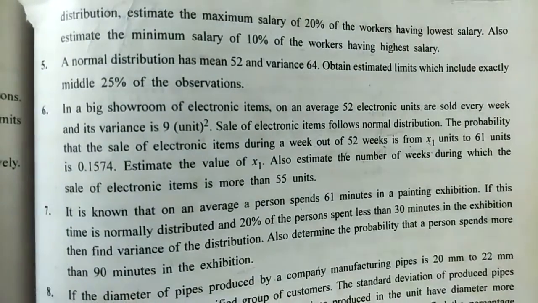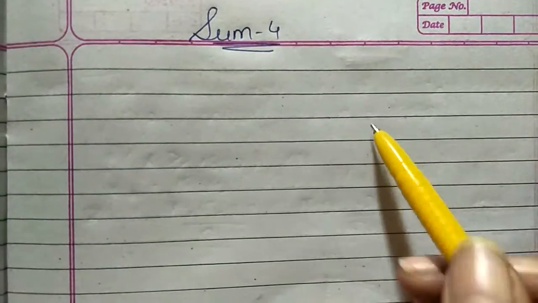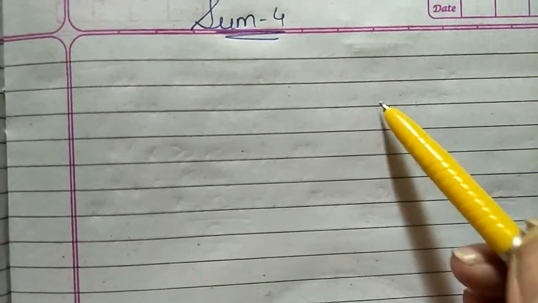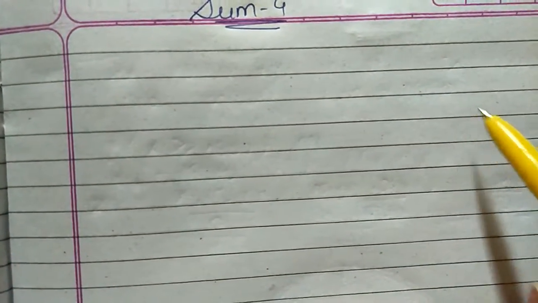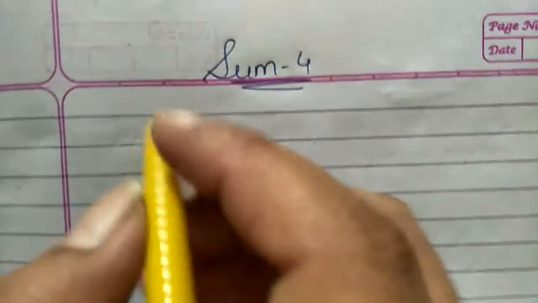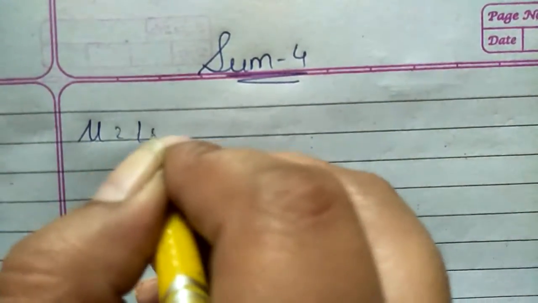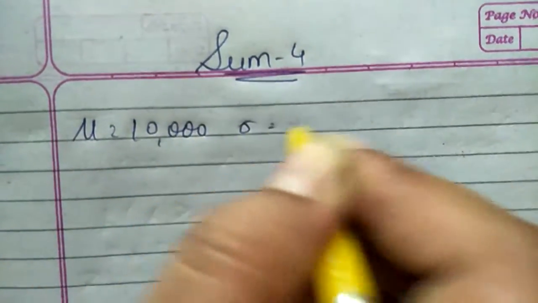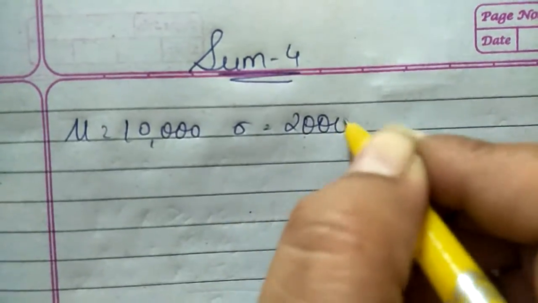Okay, so let us start with this sum. So let us start with sum number 4. First, monthly salary mu is equal to 10,000, delta is equal to 2,000. Let us write that mu is equal to 10,000, delta is equal to 2,000.